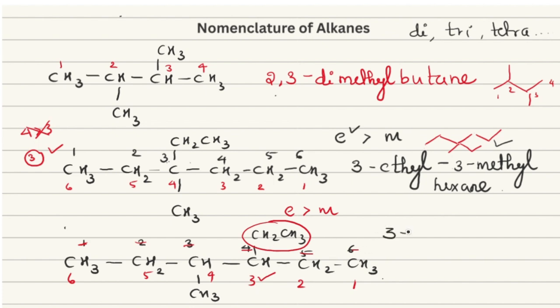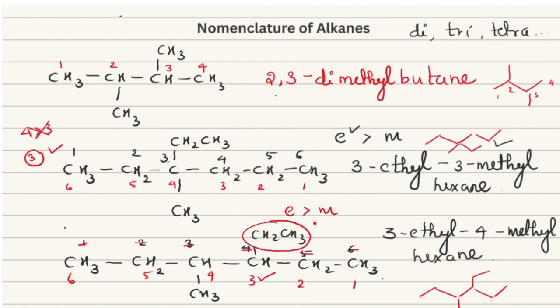So that means 3-ethyl-4-methyl, because they are on different substituent carbons, right? So 3-ethyl-4-methyl. In the longest chain, how many carbons are there? 6. So hexane. And don't forget to write the bond line structures. So 1, 2, 3, 4, 5, 6. So here you see there is a methyl, and what about here? Ethyl, like this. This is how you have to name a di-substituted alkane molecule.